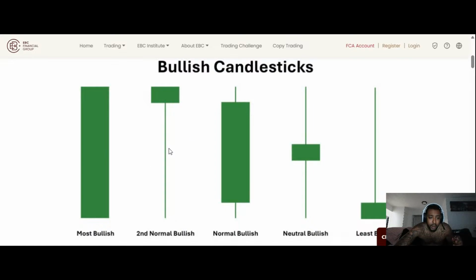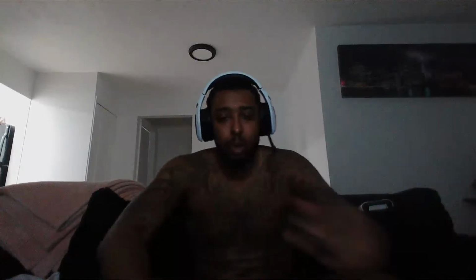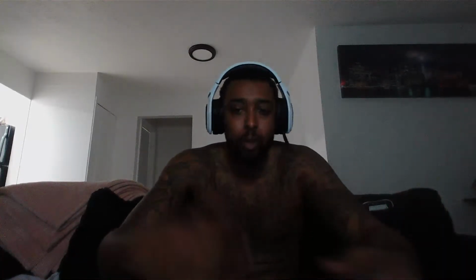Okay, so look, you see how it says most bullish. This is what I'm saying. This is how you can get familiar with the candlesticks when it's super big like that, because this is extremely bullish. See how this is a normal bullish? See what I'm saying? This is a neutral bullish. The more you research, the more you study, the more you go back and forth into it, the better you're gonna get with it.